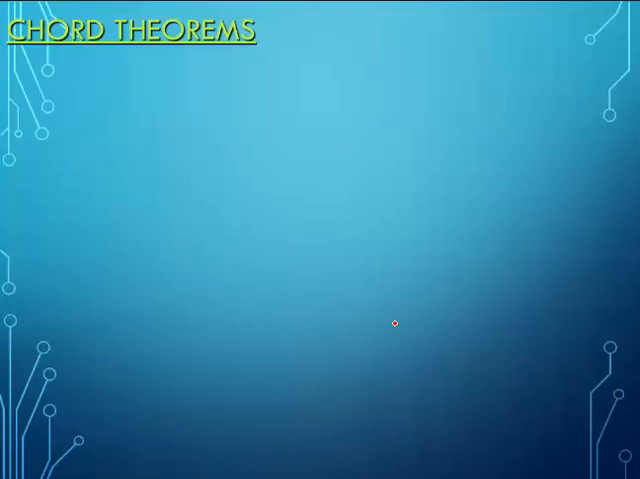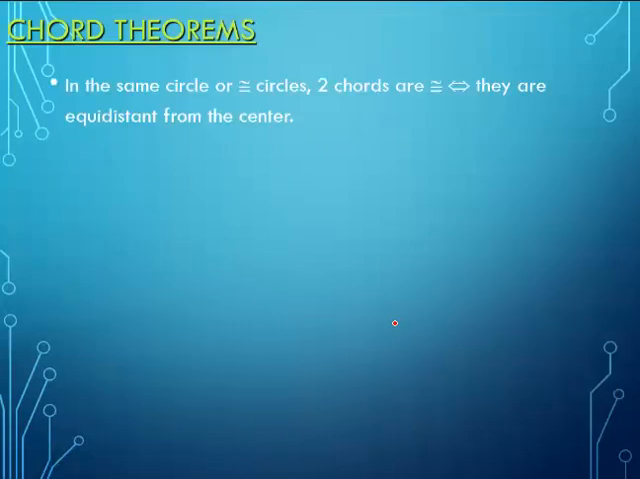Okay, some more chord theorems. In the same circle or congruent circles, two chords are congruent if and only if they are equidistant from the center. Oh, that word, we keep coming across it. Same distance. Okay, so it's going to look something like this.